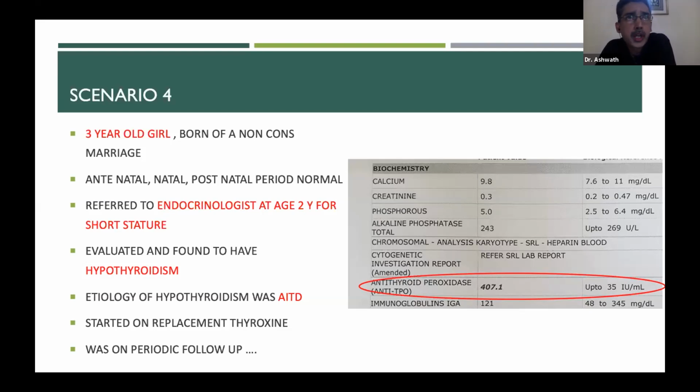She had a newborn screening which was normal, therefore it was very unlikely to be congenital hypothyroidism. We could not see any absence of thyroid tissue or ectopic thyroid. And to prove that it was autoimmune thyroid, we also had elevated anti-TPO antibodies. So definitely this child has got Hashimoto's thyroiditis. She was started on replacement thyroxine and advised periodic follow-up.